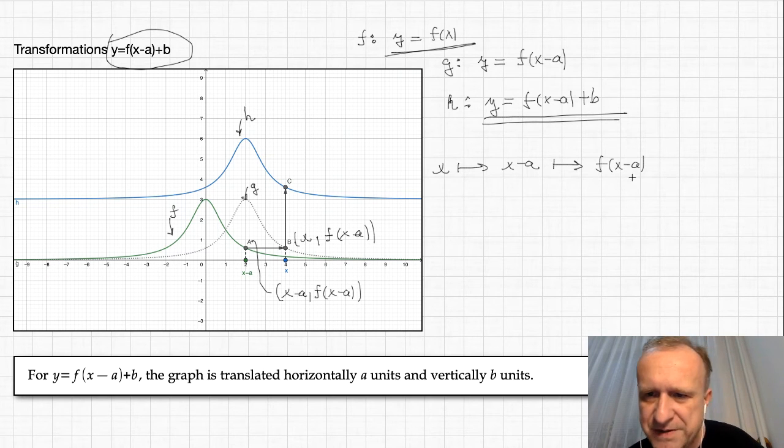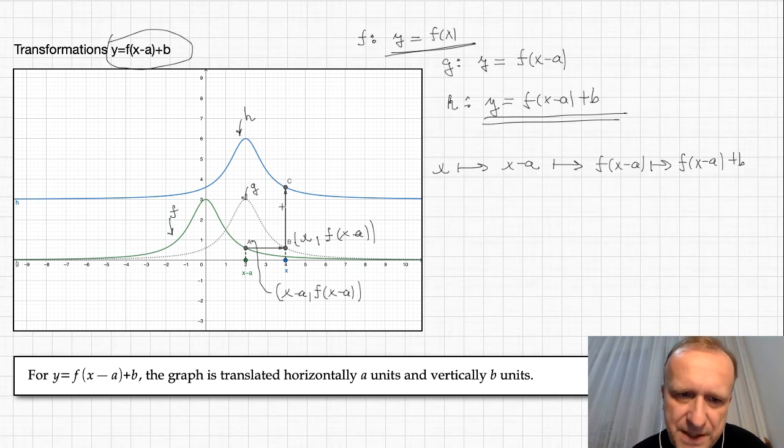And now in the final step we need to use this value for this given x, use this value of f of x minus a and add b to it. So in the last step we take f of x minus a and add b to it to obtain this point C with coordinates x and f of x minus a plus b. Okay, and this is what we need. We need to construct the point C on the graph of this new function h that we are considering here, and this would then define where it should be.